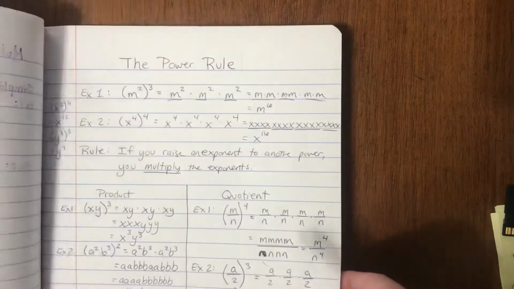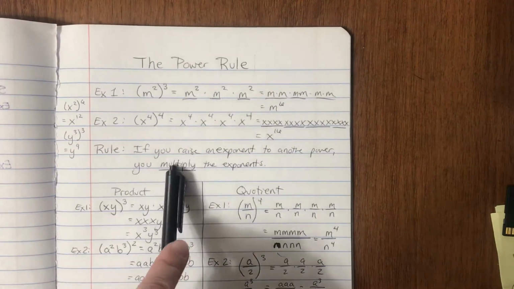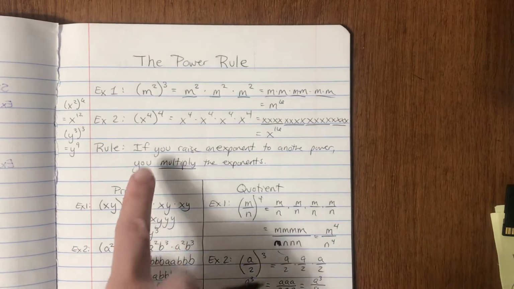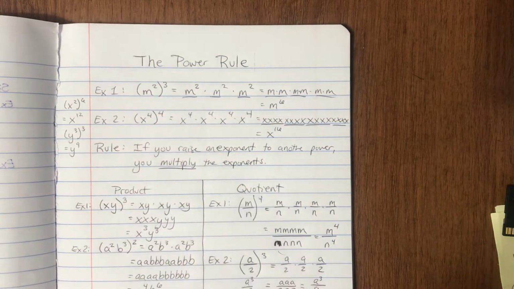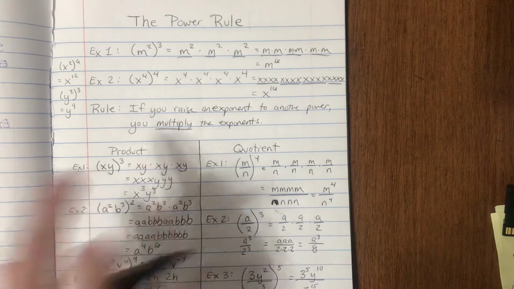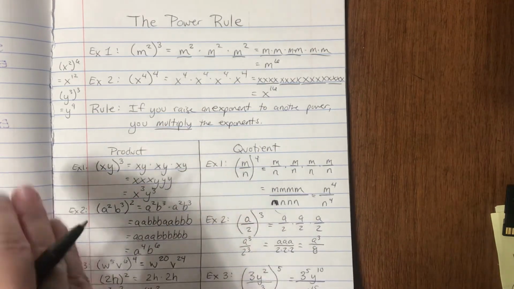The second rule was similar, what you do when you have a quotient, and remember you subtract the exponents. Then early this week we've been working with the power rule, which says that you multiply the exponents together when a power is being raised to a power. And then we learned how to apply that to product and quotient. So those are our 4, and today is the 5th and final of the rules.